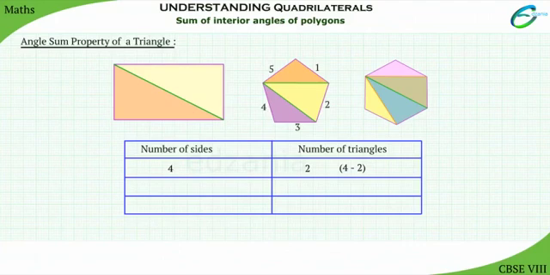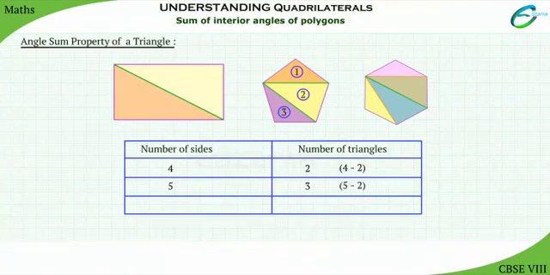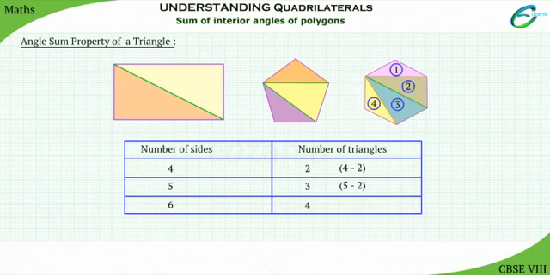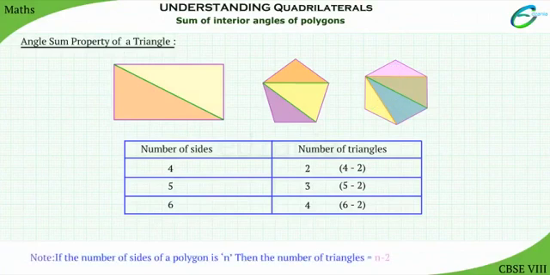If the number of sides is 5, then the number of triangles is 3, which is 5 minus 2 equal to 3. Number of sides minus 2 is equal to the number of triangles. Similarly, if the number of sides is 6, then the number of triangles is 4, which is equal to 6 minus 2. The common relation is the number of triangles is equal to the number of sides minus 2.